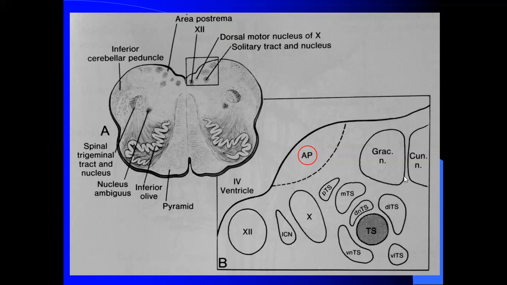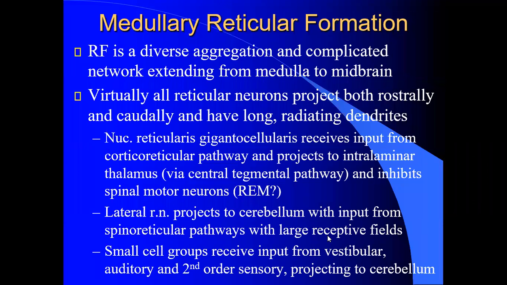This is all that general somatic sensory information way out laterally. In here, this is the solitary tract and the nucleus of the solitary tract. So you can turn it around the other way: dorsal motor nucleus of the vagus, cranial nerve 12. Nice slide. Lots and lots of nice slides to help us.